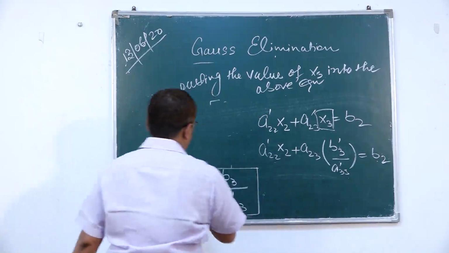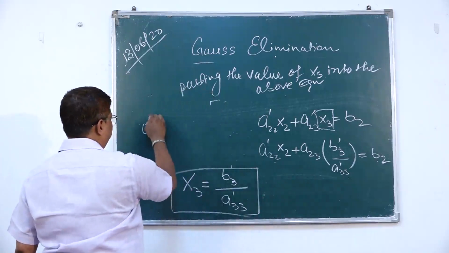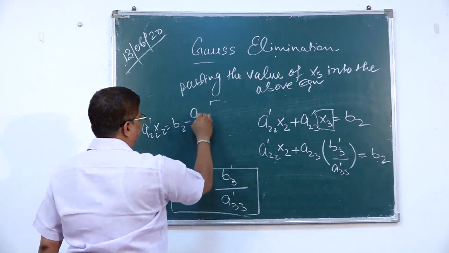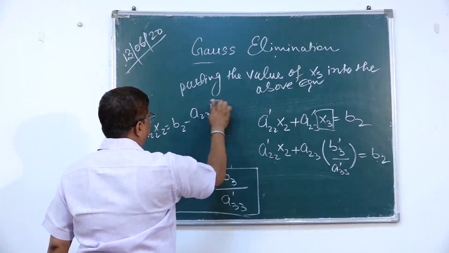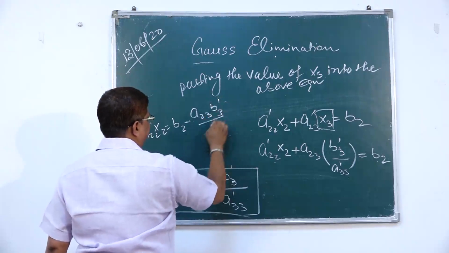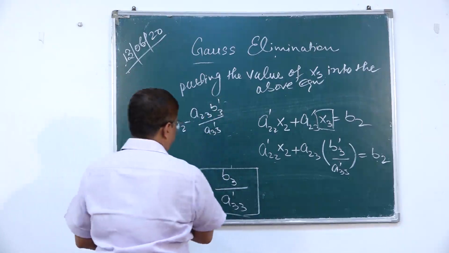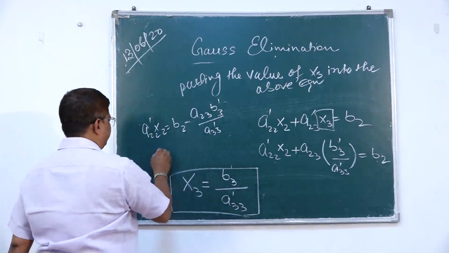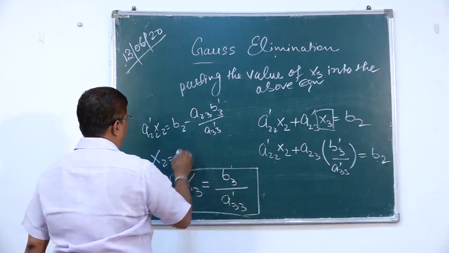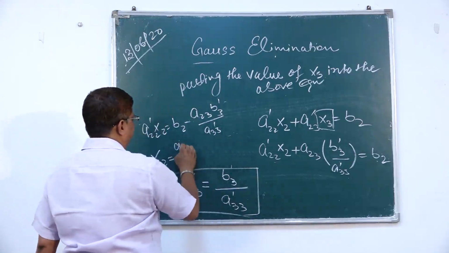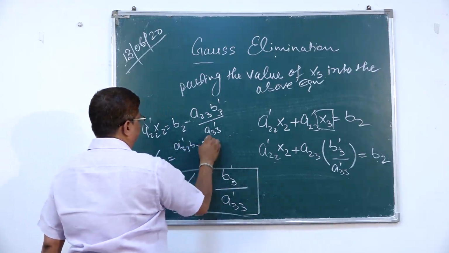Now to solve, a22 dash x2 is equal to b2 minus a23 dash b3 dash divided by a33 dash, and then this value will be divided by a22 dash, and we have got x2 also.